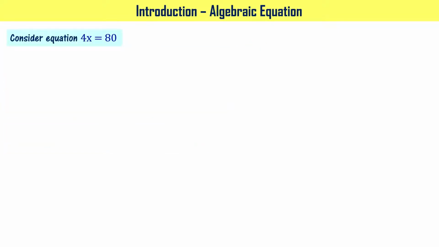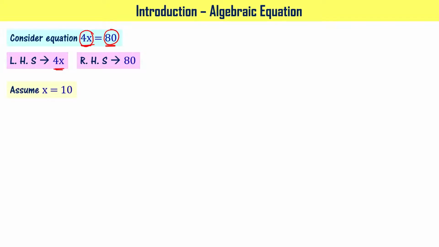Let us consider another equation, that is 4x equal to 80, right? LHS is 4x. Left hand side term or left hand side part of the equation is 4x, right? And RHS is 80, right? If you look at it, this is one term and this is another term, right?